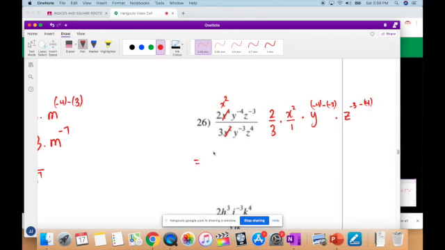So that means that I'll have 2 over 3 times x squared times, what is this? That is negative 4 plus 3, which is y to the negative 1. And then this is times z to the power of negative 3 minus 4, which is negative 7. So that means that I'll have 2x squared all over 3yz to the 7.